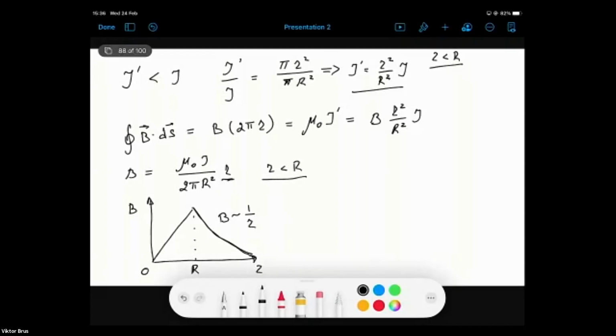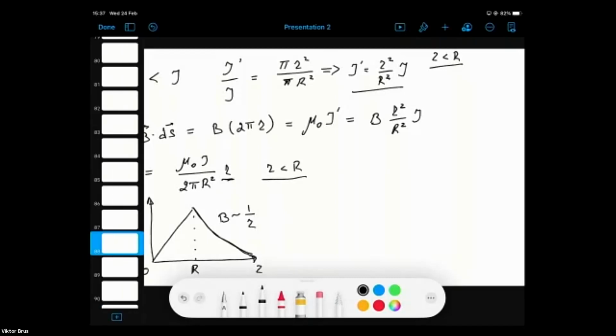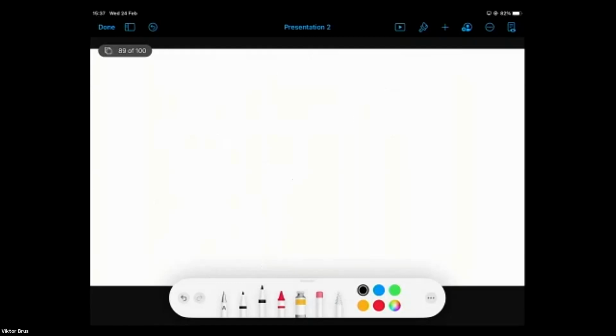Okay, so this part we already considered, and now we proceed further with the calculation of the magnetic field of a solenoid.